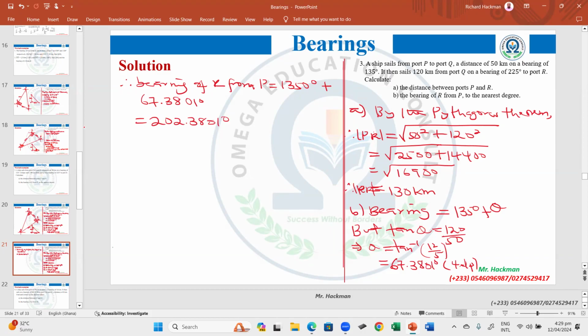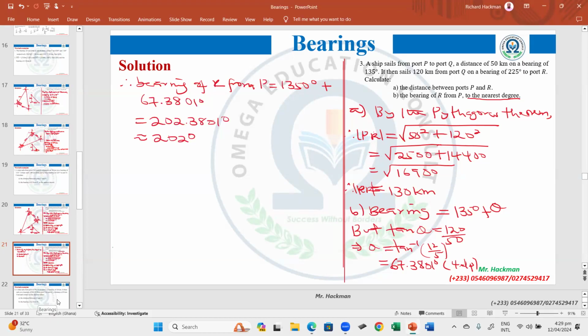However, can we end here? No, please. As you read a question, like I've told you, make it a habit to underline the salient part. There is a required approximation, so you underline nearest degree. So this is equivalent to, to the nearest degree, 202 degrees. Is my point well made? Yes, please. Very good. So this then becomes your bearing. So this question is also dealt with.